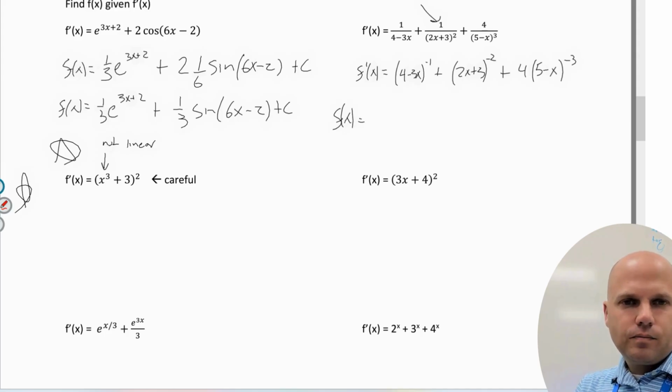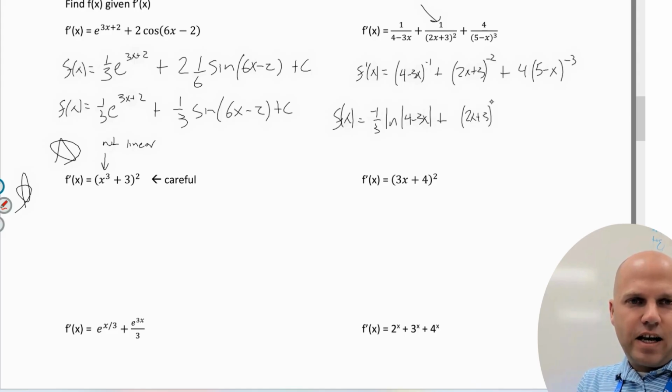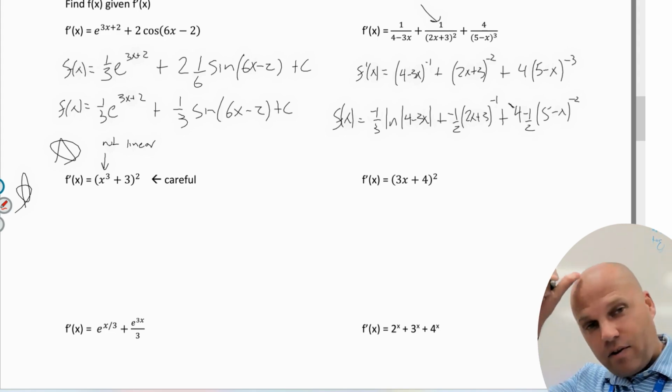All right, now we will have a log absolute value of 4 minus 3x. We will undo the derivative of the minus 3x to give me a negative 1/3. I will have the antiderivative of the negative second power, which is a negative first and a negative. I have to undo the derivative of the inside, which is why I have a negative 1/2. I will antiderive the negative third power, leave the 4. I have a negative second power and a negative 1/2. And I will undo the derivative of the inside, giving us another negative.